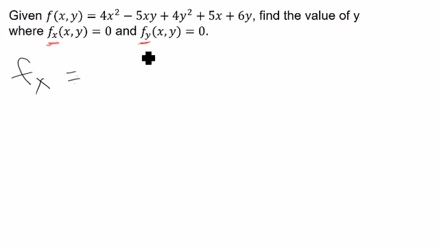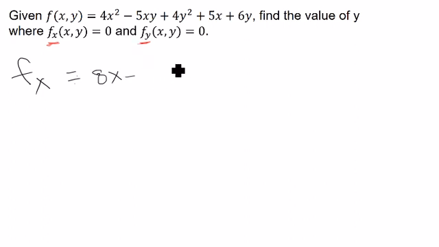So in this case, the first term, 4x squared, is going to become 8x because you just move the power out in front. So 4 times 2 is 8 times x to the power 2 minus 1. I'm thinking of the power rule here.